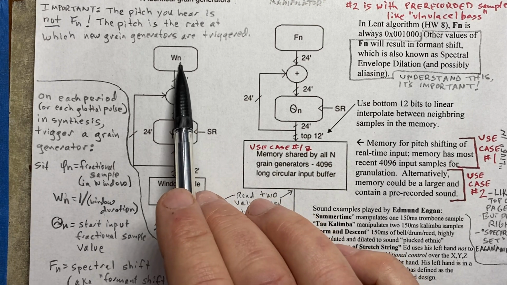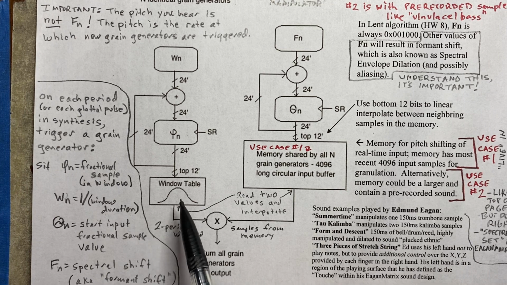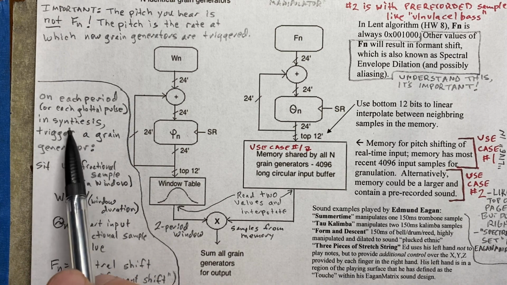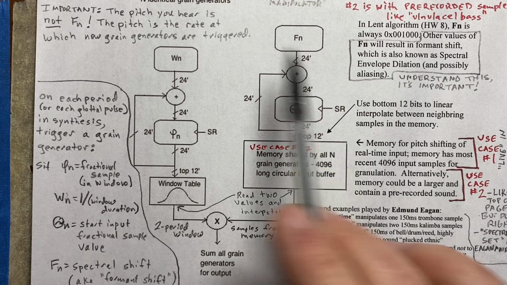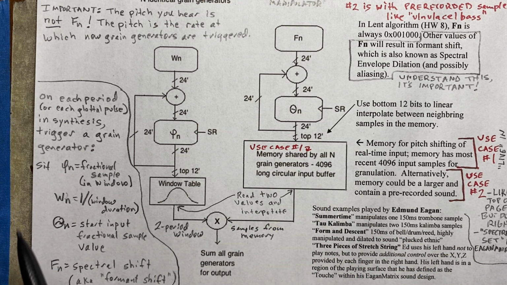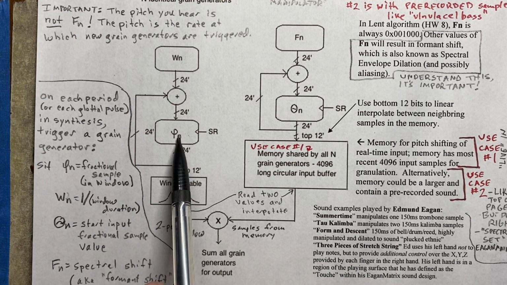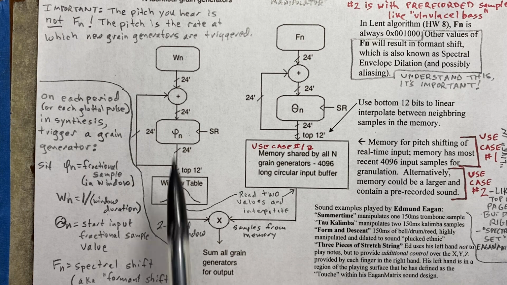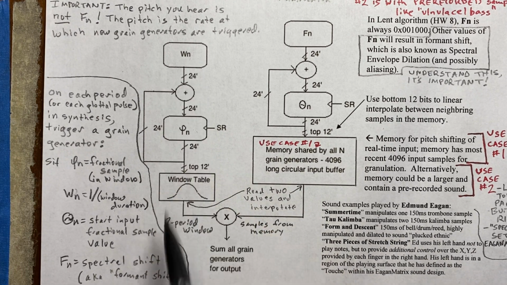In here you put how long you want your window to be, 2 periods. And that makes your 2-period window. So as the notes over here go, on each period or each glottal pulse, if you think of a speech-like thing in synthesis, you trigger a grain generator. You trigger one of these guys. And at each period, you have to set this here to the fractional sample that you want to start your window at. And then here is 1 over the window duration you have to put in there.